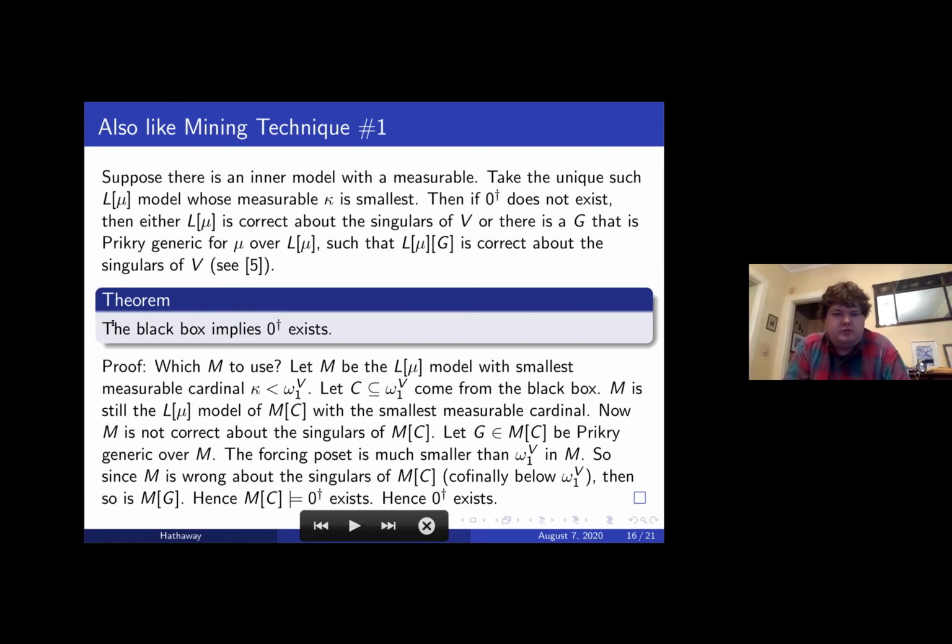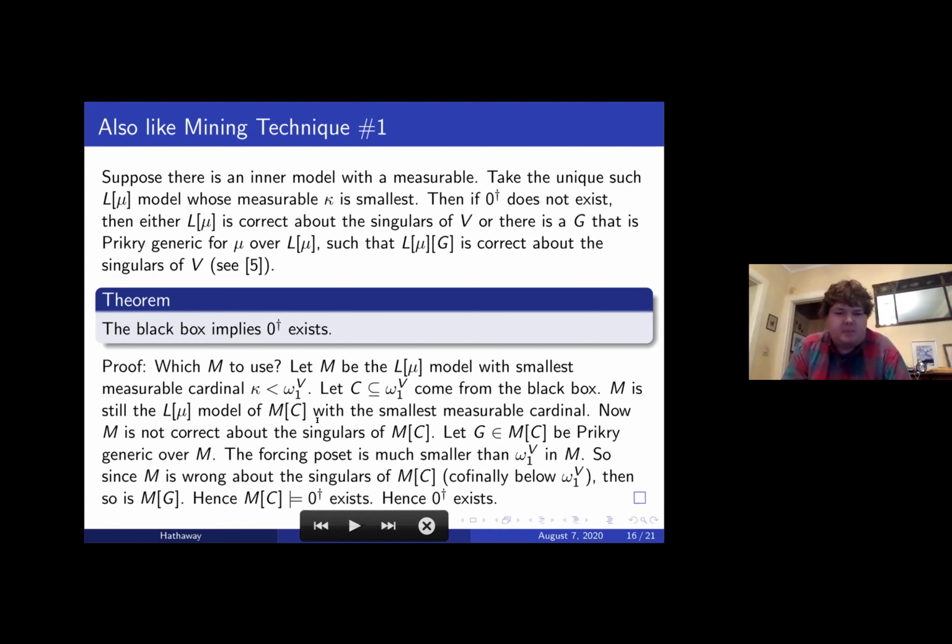So using a similar argument as before, we can get that the black box implies zero dagger exists. So the main trick is which M to use. We're gonna let M be the L of mu model with the smallest measurable cardinal kappa. And on the last slide, we said that kappa is smaller than omega 1. And let C subset of omega 1 come from the black box. Now M is still the L of mu model of M bracket C with the smallest measurable cardinal. So, you know, we do some little absoluteness argument there.